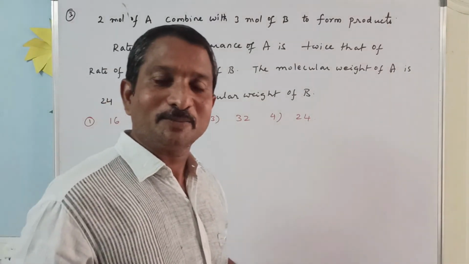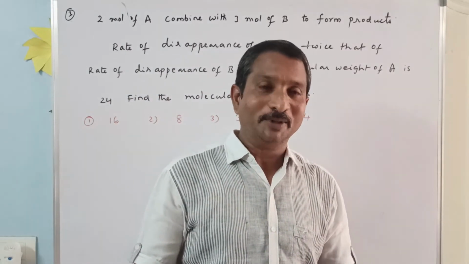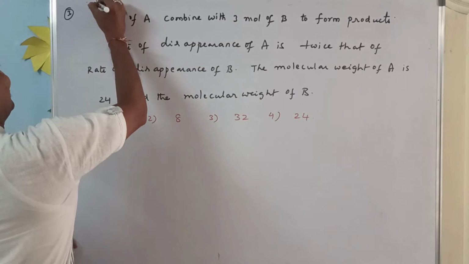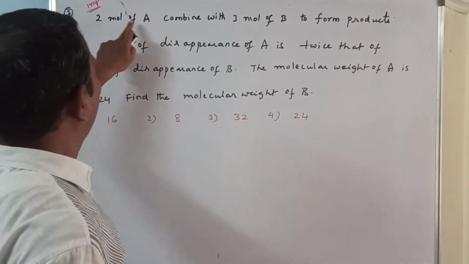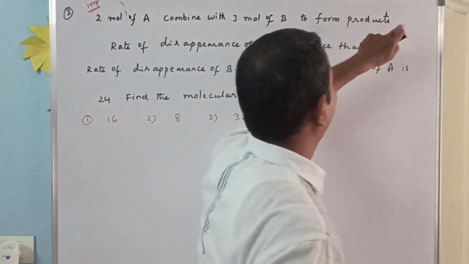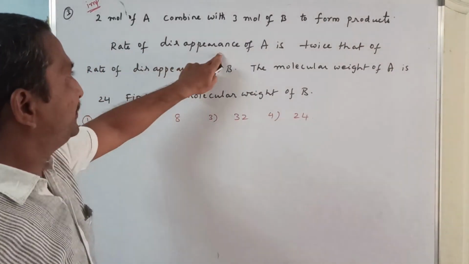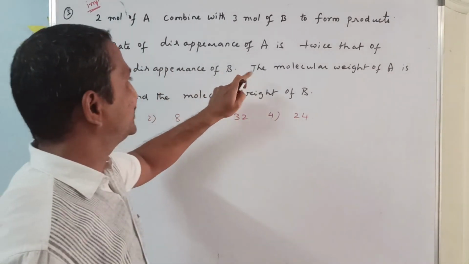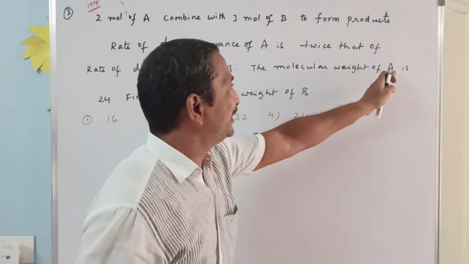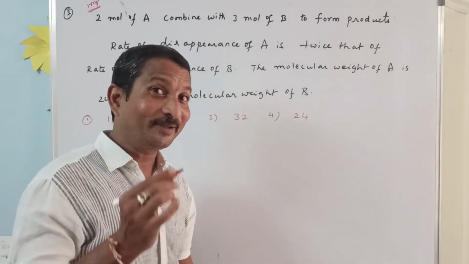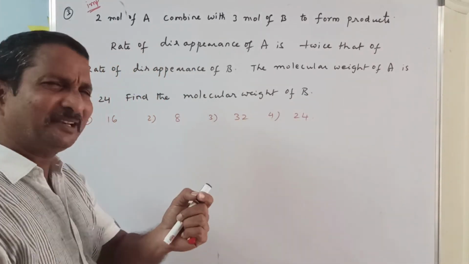Now I am going to explain a very important problem. It is a little bit difficult. See this problem. 2 moles of A combined with 3 moles of B to form products. Rate of disappearance of A is twice that of rate of disappearance of B. The molecular weight of A is 24. Find the molecular weight of B. Very, very important.